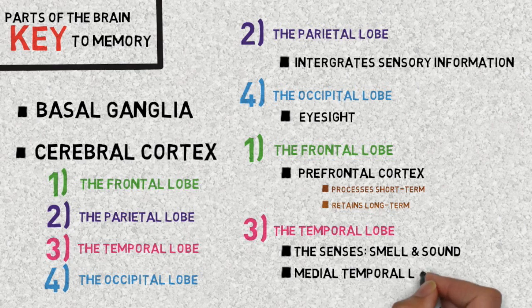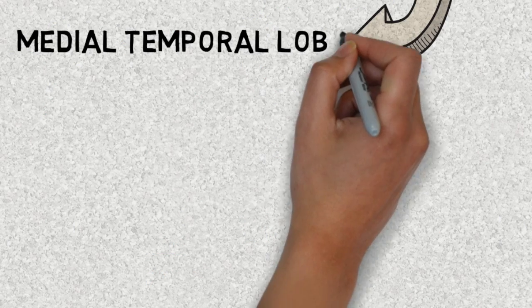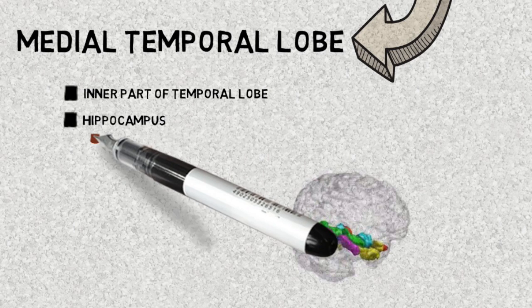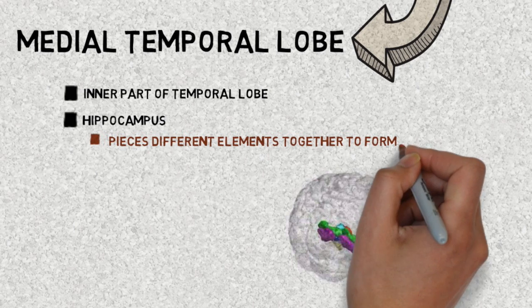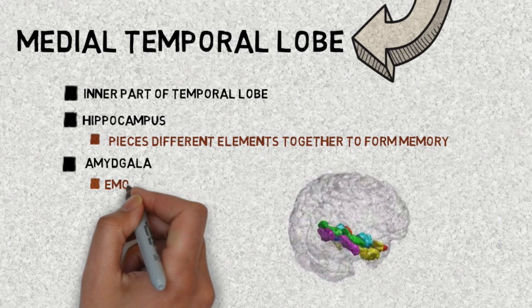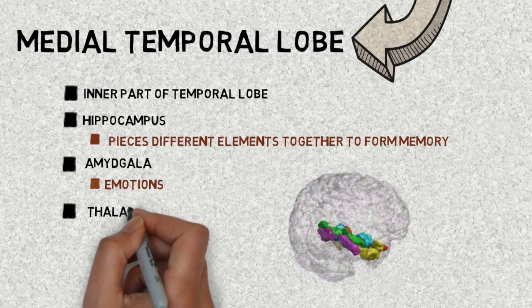And the medial temporal lobe, the inner part of the temporal lobe, is very important because it holds the hippocampus and, like mentioned earlier, it pieces all the different parts of an experience together to form a memory. It also has the amygdala, which is responsible for emotions, and it has the thalamus, which is responsible for pain.